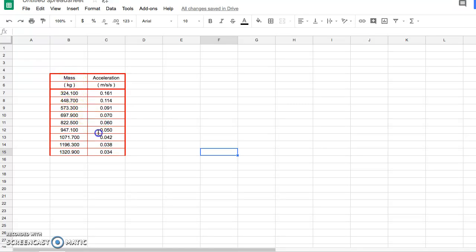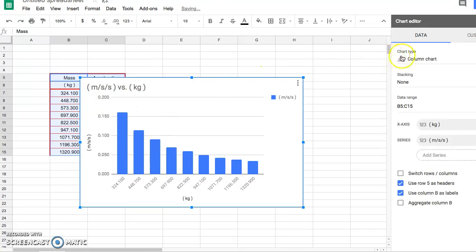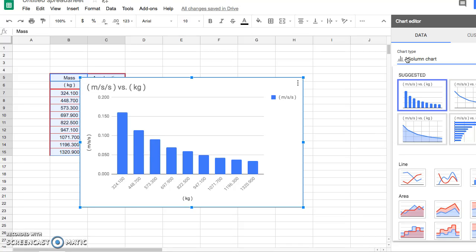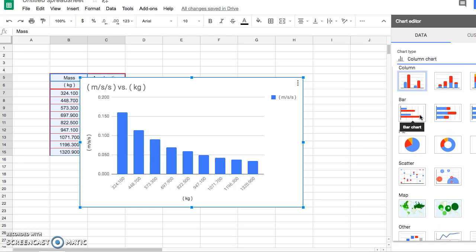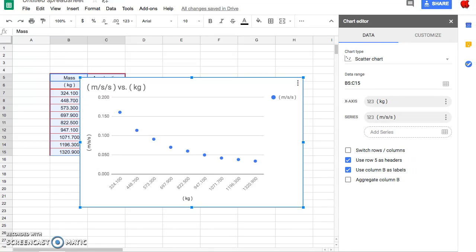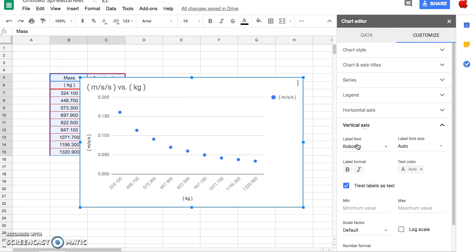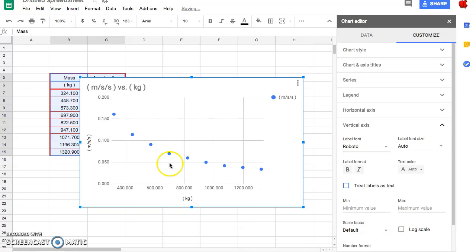So to see what's going on, we quickly highlight our data and we insert a chart. We would just want to see what sort of form our data is. Over here we have to make sure we choose a scatter plot, and we have to make sure we have an x-axis, which looks like the mass, and the y-axis is the acceleration. Go to Customize, and under vertical axis make sure the box is unchecked.